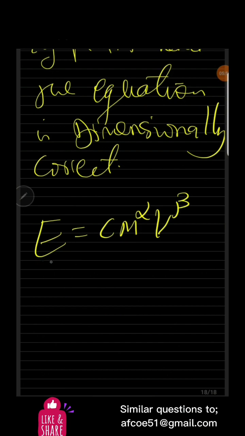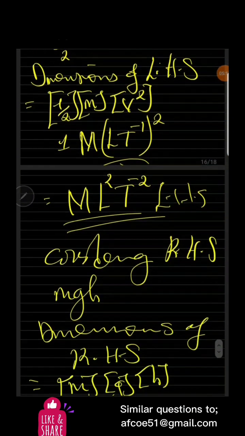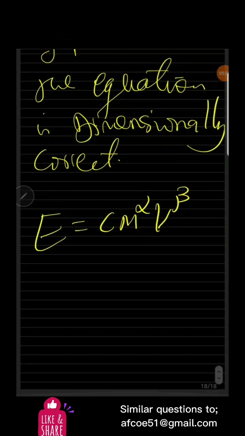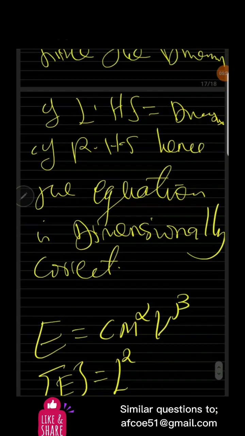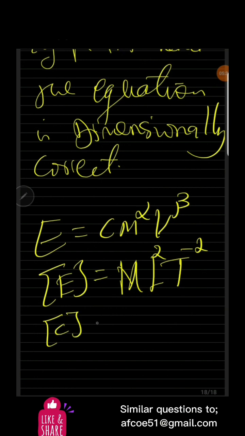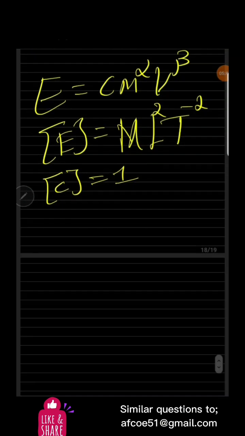We know the dimensions of energy. What we were working on up there is energy, kinetic energy, potential energy, the formulas up there. So we'll just use M L squared T to the negative 2. I will say dimensions of E is M L squared T to the negative 2. Then the dimensions of c is 1, since it is a dimensionless constant. That's what the question is saying.